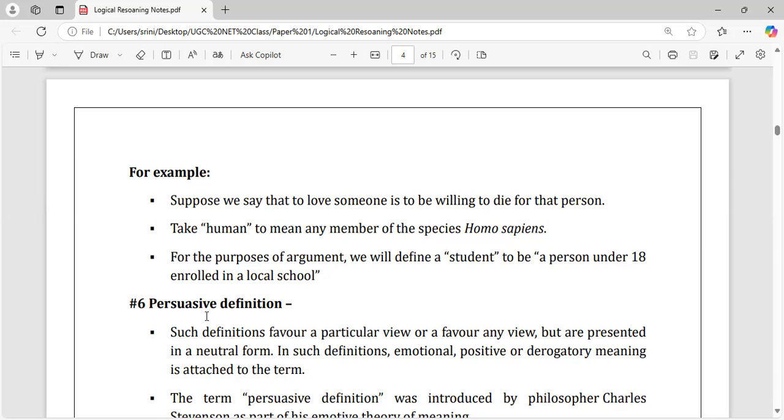For the purpose of argument, we will define a student to be a person under 18 enrolled in a local school. Here, student is a word. Now, as a stipulative, local term, we can say that whoever is a person under 18 and who is enrolled in a school is called a student.